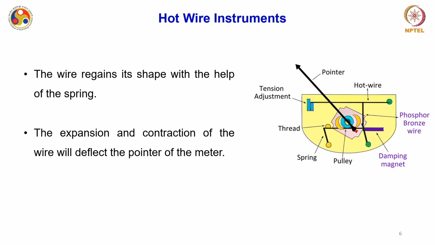The wire through which this current is flowing is held by a control spring, and when you decrease the current or make it zero, it contracts. The expansion and contraction of the wire will be used to deflect the pointer of this particular meter. You can expect that the deflection will not be very high, because there will be only a slight change in length. It will not be very significant.